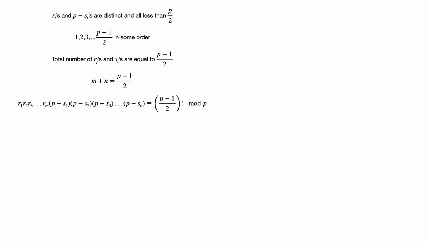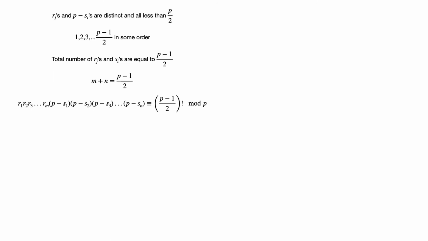But we also know that all the Rj's and p minus Si's are distinct and all less than p/2. Therefore, they must exactly be the numbers 1 to (p-1)/2 in some order. This is since the total number of Rj's and Si's is equal to (p-1)/2. R1 R2 R3 all the way up to Rm multiplied by p minus S1, p minus S2, p minus S3 all the way up to p minus Sn is congruent to ((p-1)/2)! modulo p.